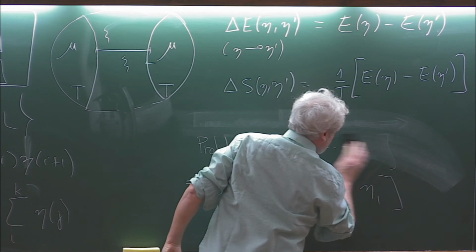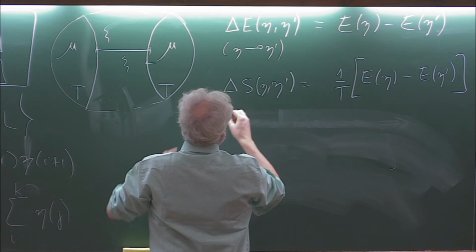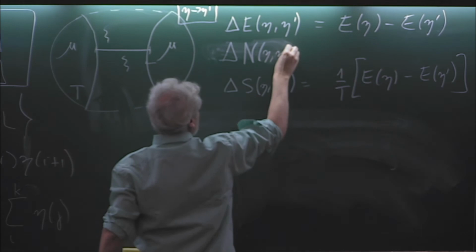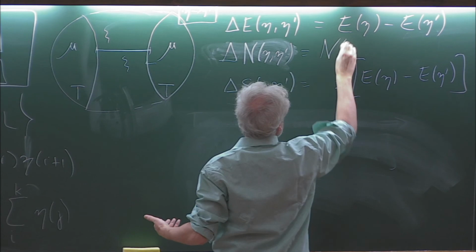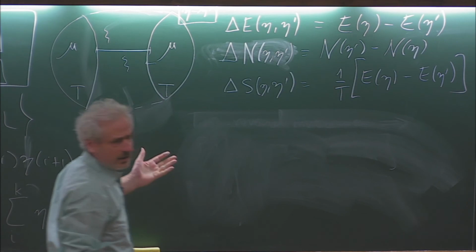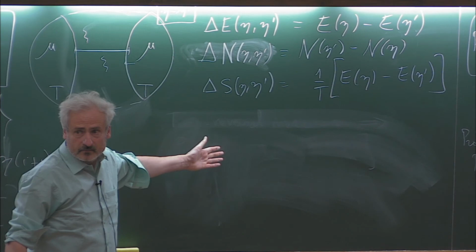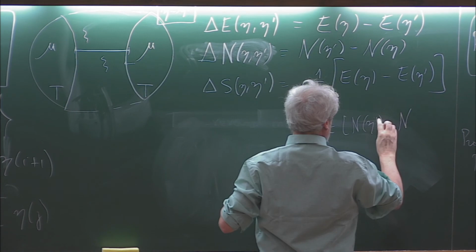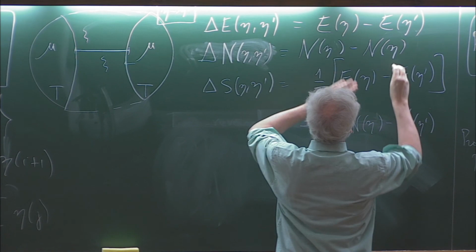I will just add that I also have, in the transition from eta to eta prime, a change of particle number in my reservoir. So there will be a change of particle number in my reservoir, and clearly that is the number of particles in eta prime and the number of particles originally. That's the change of particles in my reservoir. And then for the change, I again use Clausius, basically, to add here minus mu over T, the number of particles, eta minus eta prime, I guess. Sorry, this is different. No? Like that.